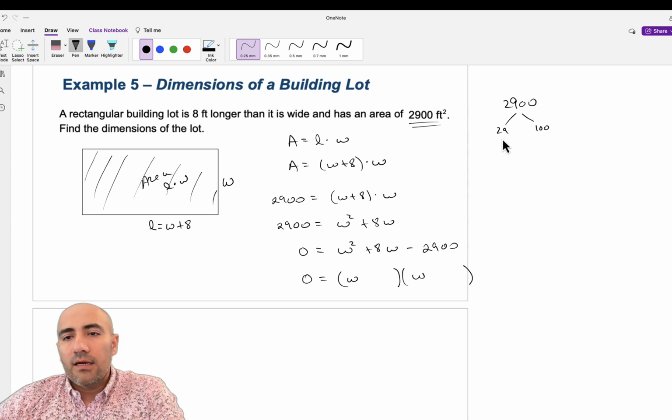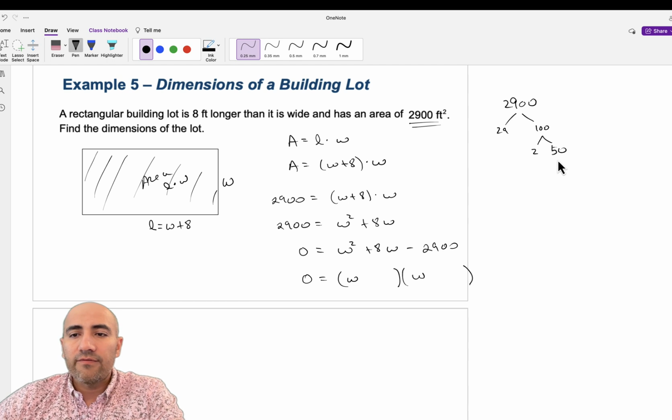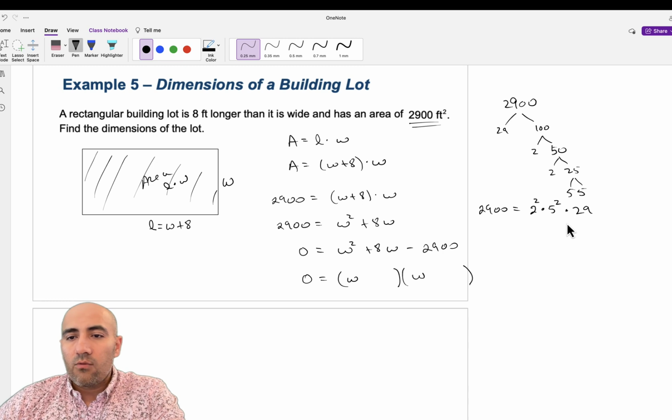2,900. 29 is a prime number, so this becomes 2 and 50, 2 and 25, and 5 times 5. So 2,900 has the factorization of 2 squared times 5 squared times 29. There aren't too many combinations that could work. I want two numbers to multiply to this negative number, but add to 8.